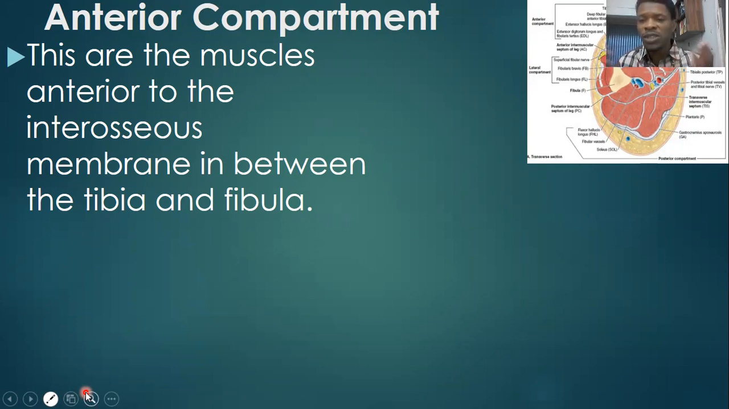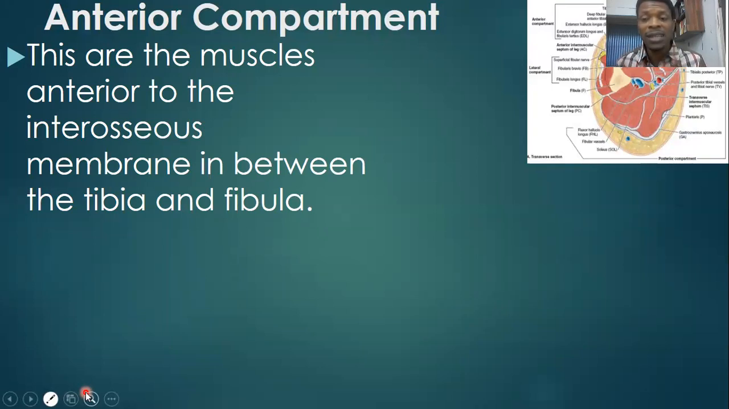I hope you know the interosseous membrane is that membrane that links the femur and the tibia. It runs proximally to distally. So that's the interosseous membrane. The muscles posterior to it will form the posterior compartment.